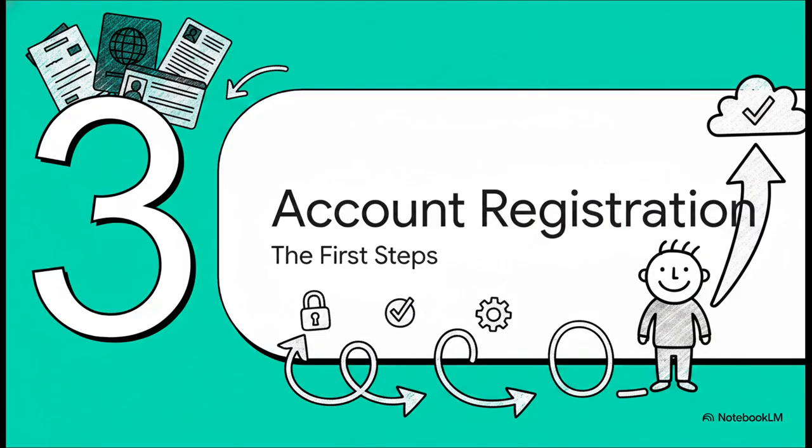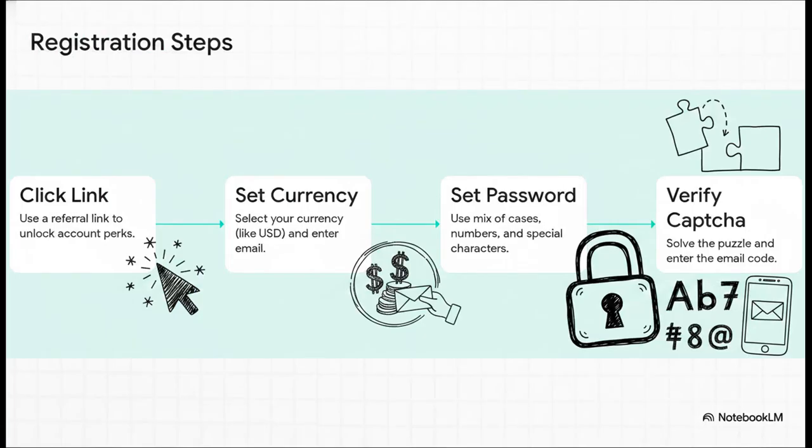Section 3. Registering your account. The first steps. Okay, so you've got your paperwork, now for the actual registration. It boils down to four main things. Number 1, click the referral link, and definitely hold that thought because I have a massive tip about that link coming up in a second. Number 2, pick your primary wallet currency. USD is usually your best, most versatile bet here, and then toss in your email.